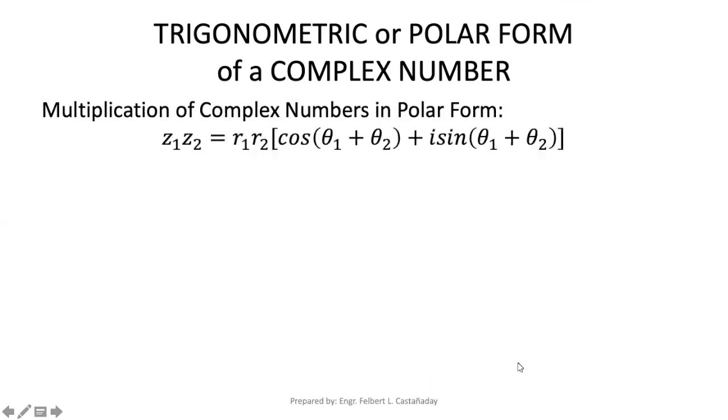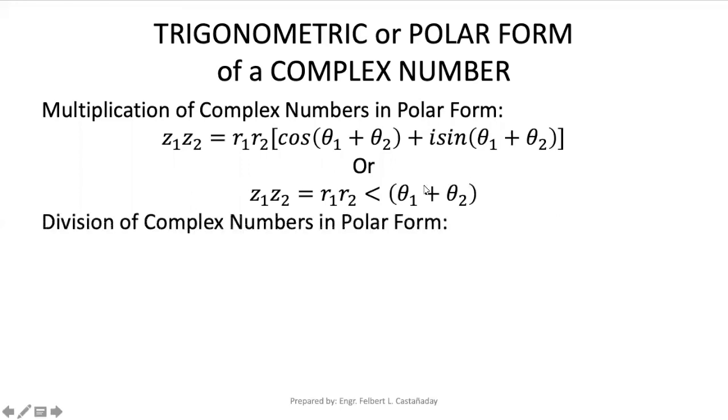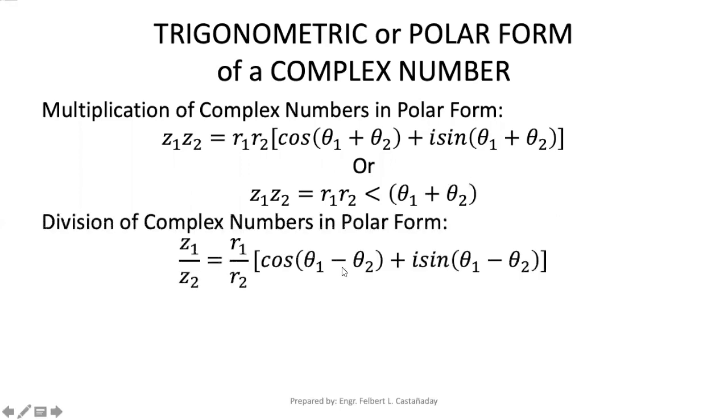Now, how do we multiply complex numbers in polar form? We simply multiply their absolute values or their modulus, and then we add the arguments or the amplitude. Okay, this is in trigonometric form, and this one is in polar form. So actually, polar is the same as trigonometric form. Now, for division of complex numbers in polar form, we divide the absolute values or the modulus, and then we subtract their arguments. So that's it.